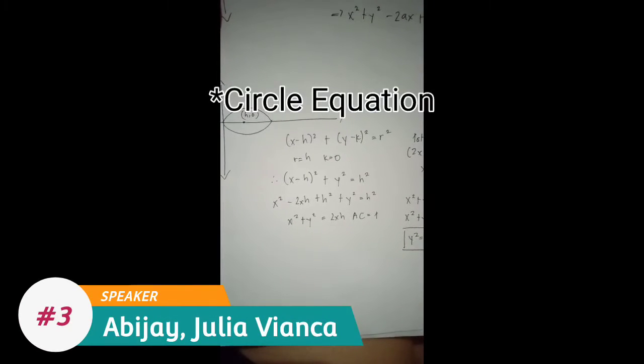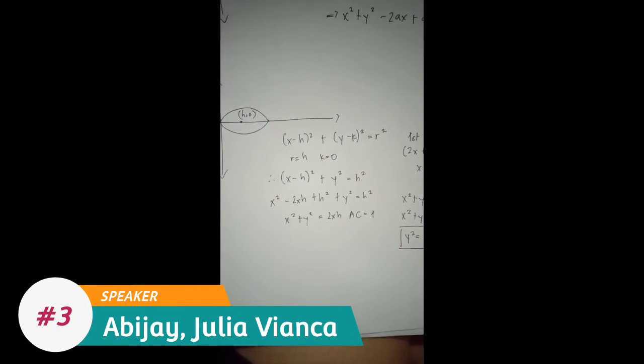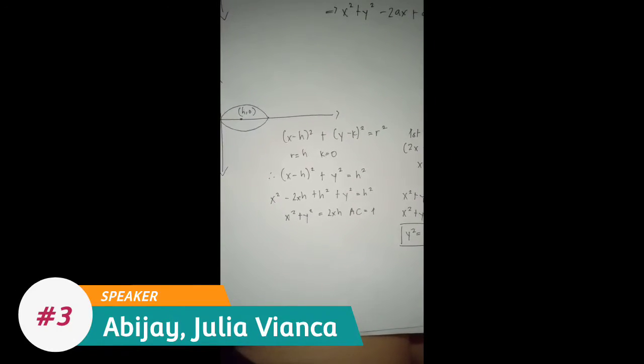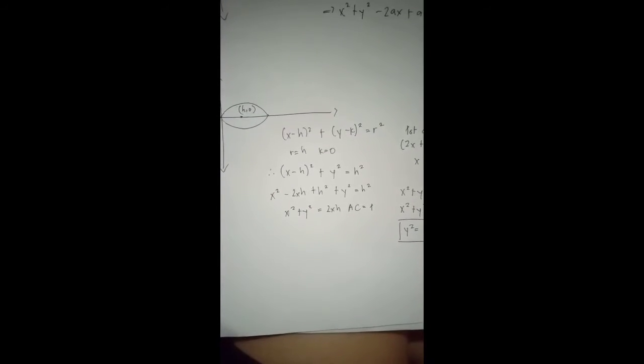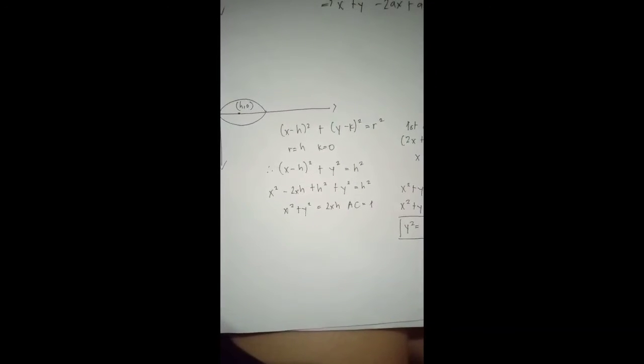(x - h)² + (y - k)² = r². Here r = h and k = 0. Therefore, (x - h)² + y² = h². Expanding, x² - 2xh + h² + y² = h², so x² + y² = 2xh, and AC is 1.